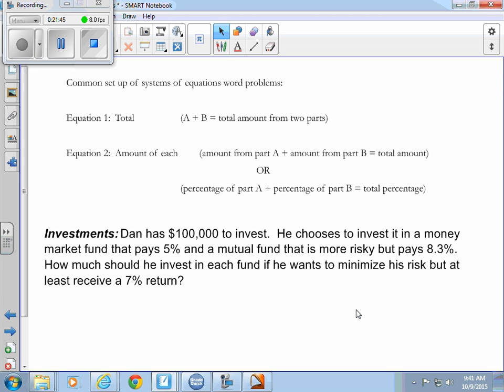A lot of times I get these problems out of textbooks and copy and paste them, and they turn out with some strange fonts.